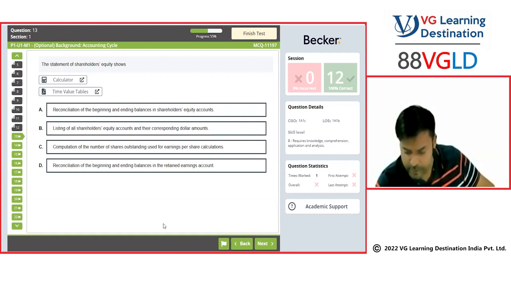Correct. Inventory is a current asset. And here we are talking about the total asset. So obviously we are talking about inventory also, current also. Right, Vijesh?